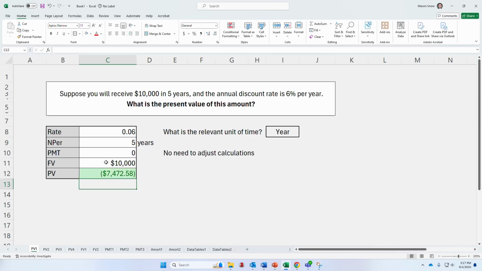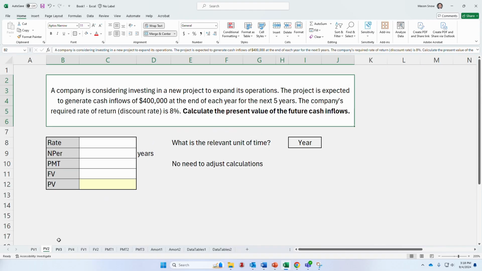Let's interpret this. Our answer means that the present value of receiving $10,000 in 5 years, discounted at a rate of 6% per year, is $7,472. In other words, $10,000 in 5 years is really worth $7,500 today when we account for the time value of money. Let's try this again for our next problem, which deals with capital budgeting.